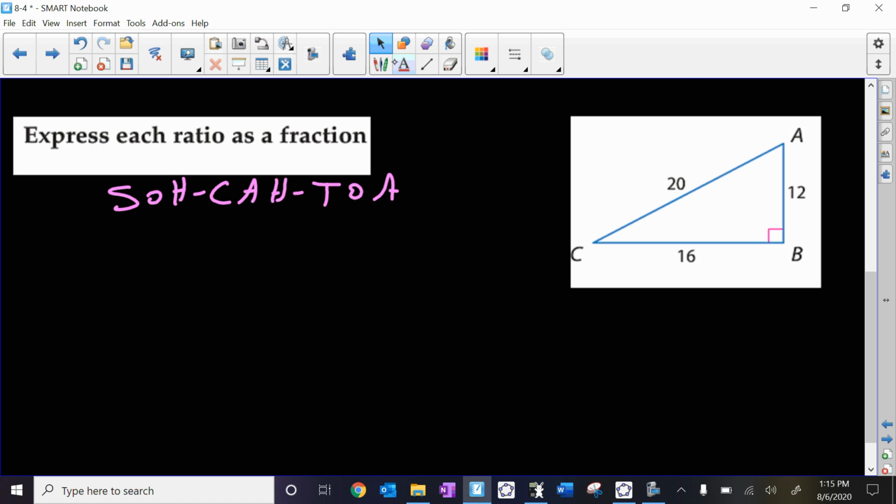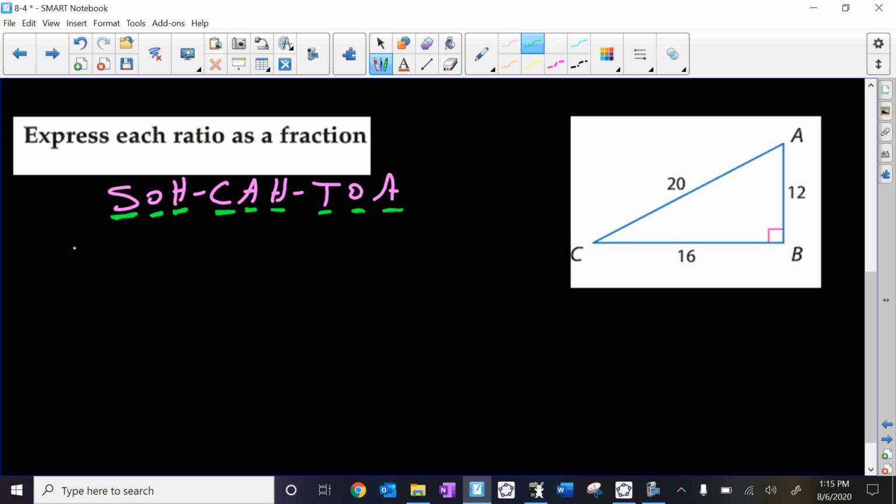So within this, S means sine, and we know that the ratio of sine is opposite over hypotenuse. C is cosine, and we know the ratio is adjacent over hypotenuse. And tangent, we know, is opposite over adjacent. That's what each one of those letters means. So if you need some help remembering what each one of these trig functions is and what it stands for, you can use that acronym SOHCAHTOA.